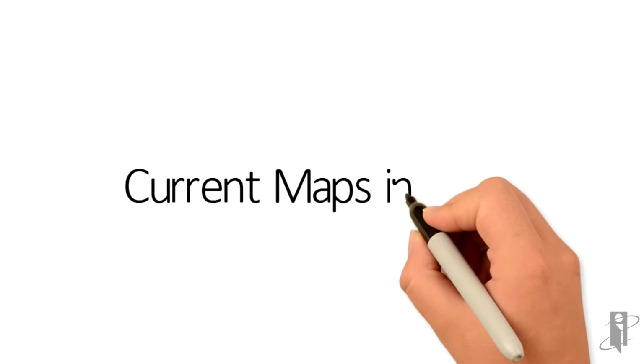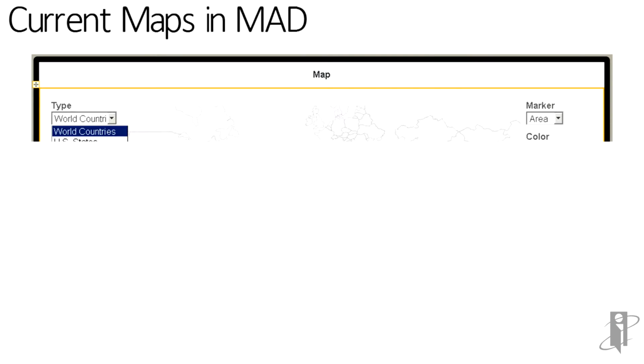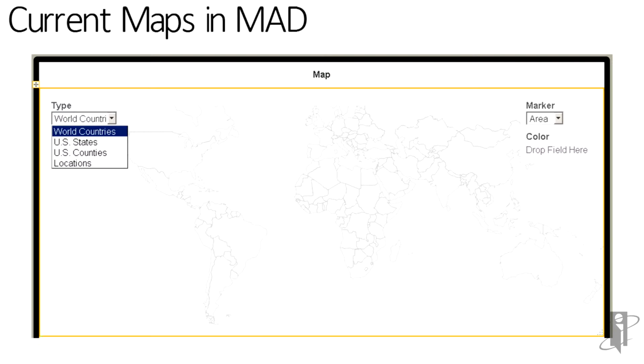In Mobile Application Designer, the current catalog of maps is shown underneath the Type drop-down: the U.S. states and counties, locations, which would be based off of longitude and latitude, and then the world countries. But what happens if you'd like to add your own custom map to this? Maybe a level above U.S. states, call it regions. Well, we have to add it into the catalog.